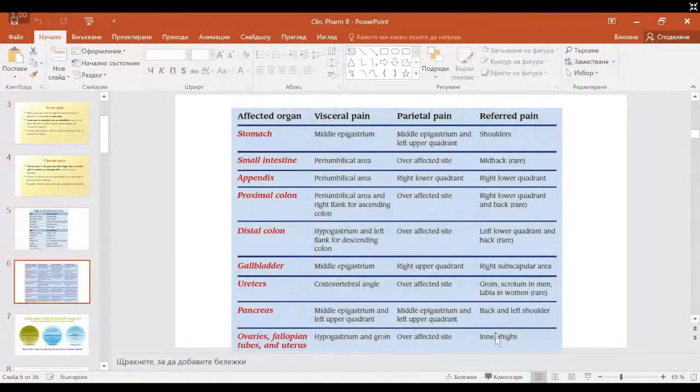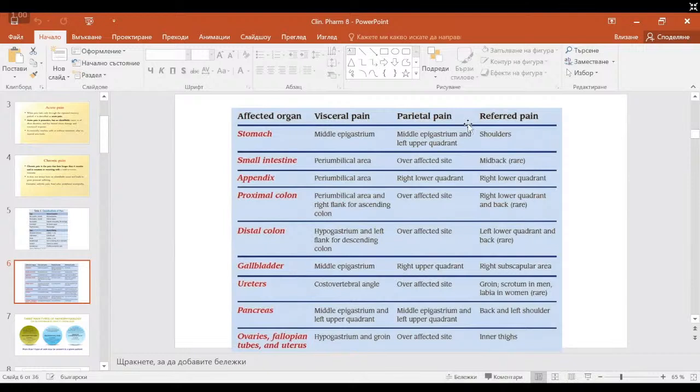Also, there are other types of pain. We said that nociceptive pain can also be divided into the visceral type of pain, which comes from the viscera or from the internal organs. As an example, we can give stomach pain, where the visceral type is located in the middle epigastrium, but the parietal type is actually not quite there. It can be in the left upper quadrant or again in the middle epigastrium.